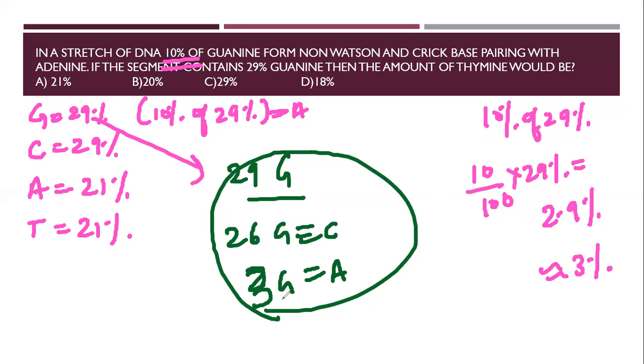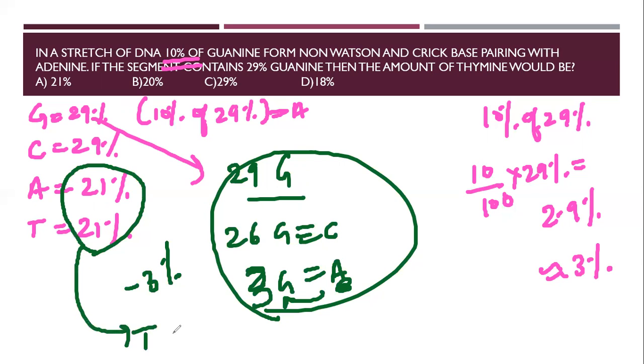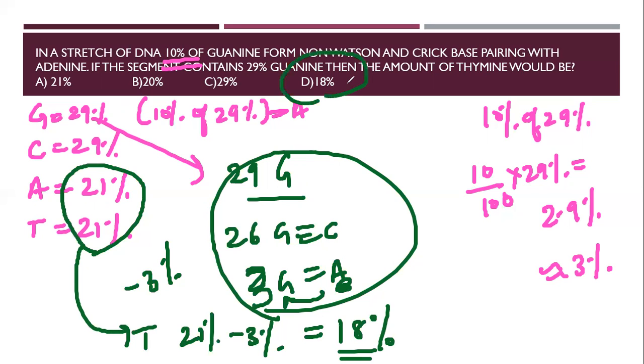Now since 3 adenine are forming hydrogen bonds with G, it means what? Here it is going to be minus 3%. Is this much clear? So what we get over here is T percentage is going to be 21% minus 3%. So how much are we getting? 18%. Is it clear? So your answer is going to be 18.